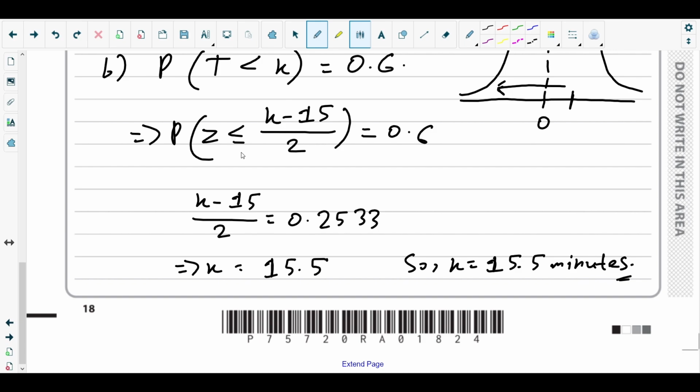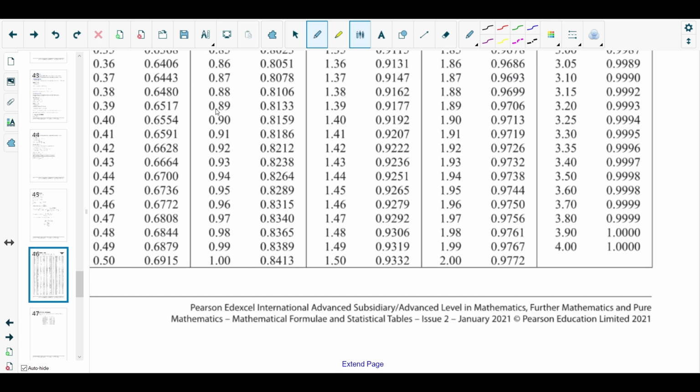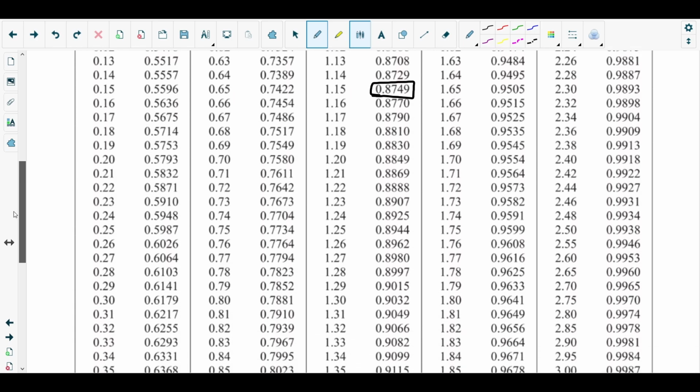Okay, so if you don't have a calculator, then how can you get the value for z, the standard value for z? Let me show you using the formula booklet. Go to normal distribution and then we need how much area? 0.6, right? So which one corresponds to 0.6? It will be 0.25, right? You can use 0.25. So 0.25 times 2 plus 15.5. Same answer.